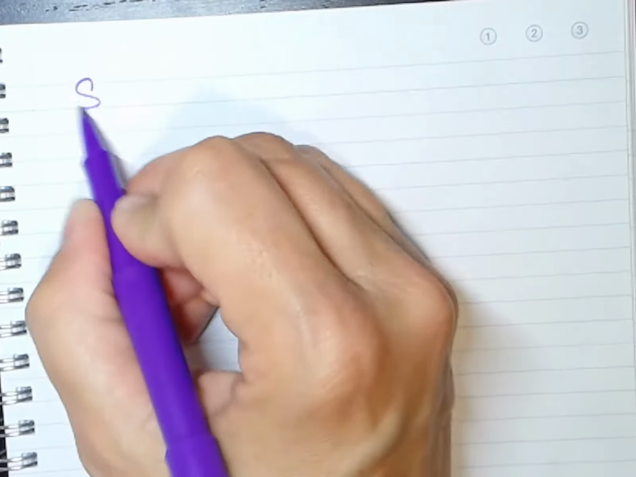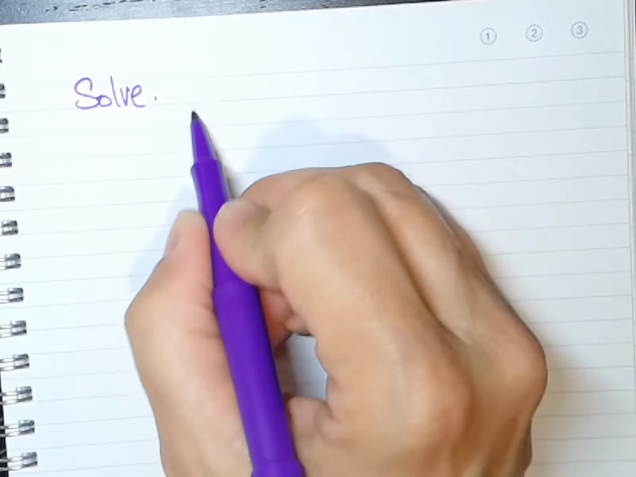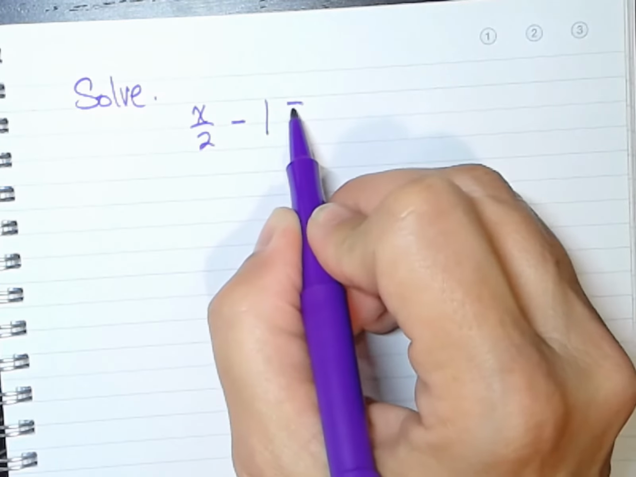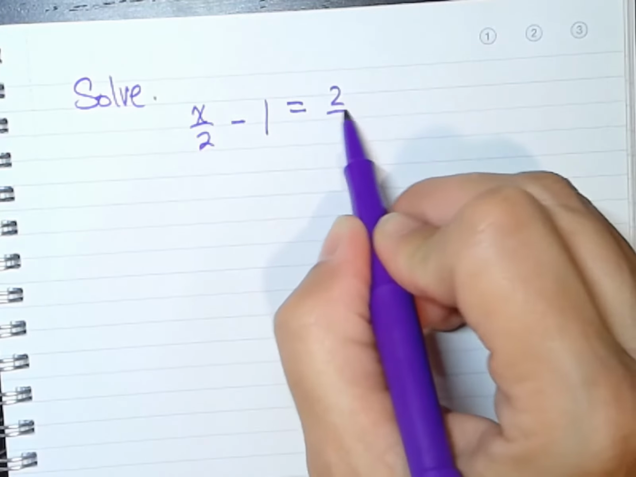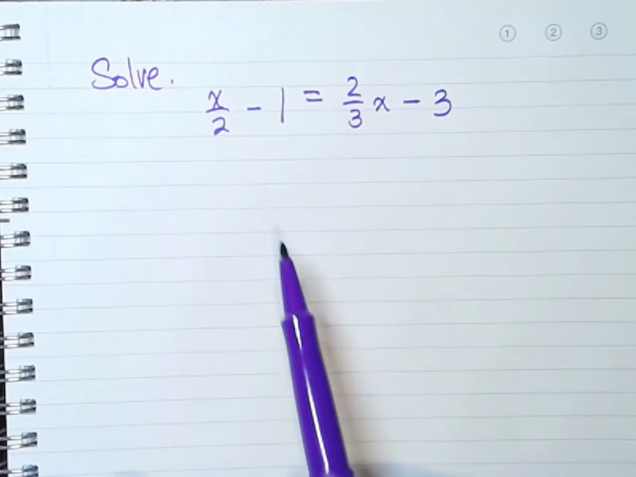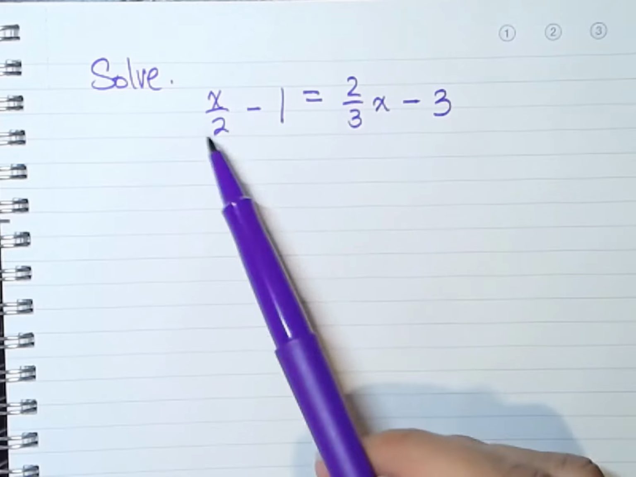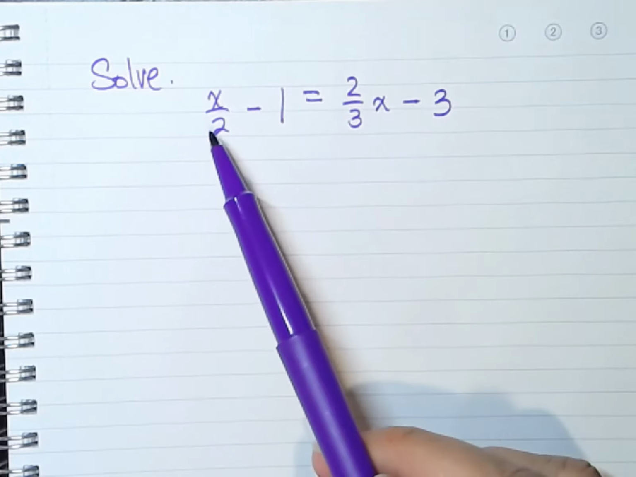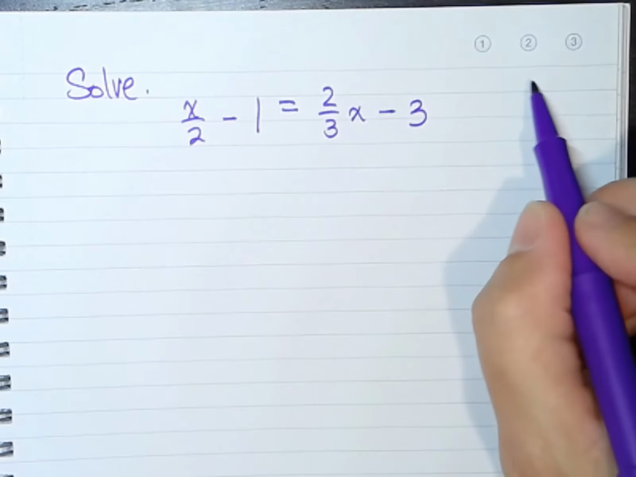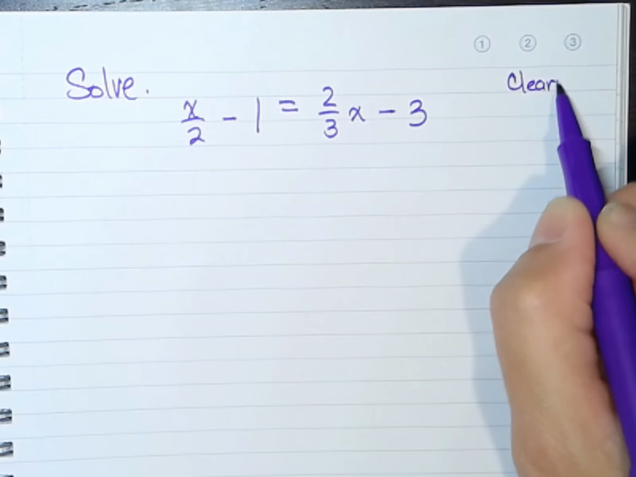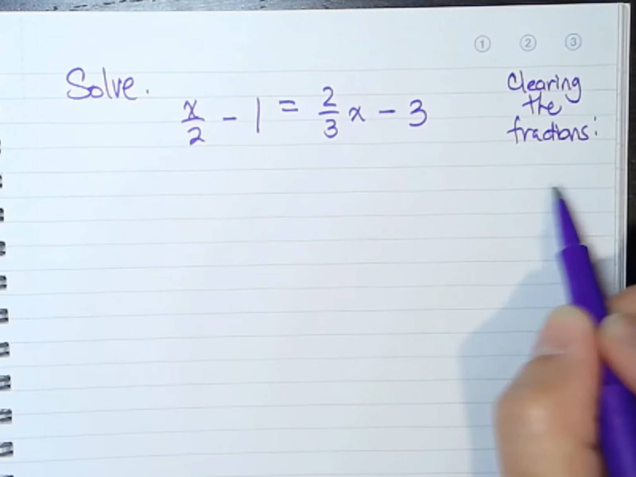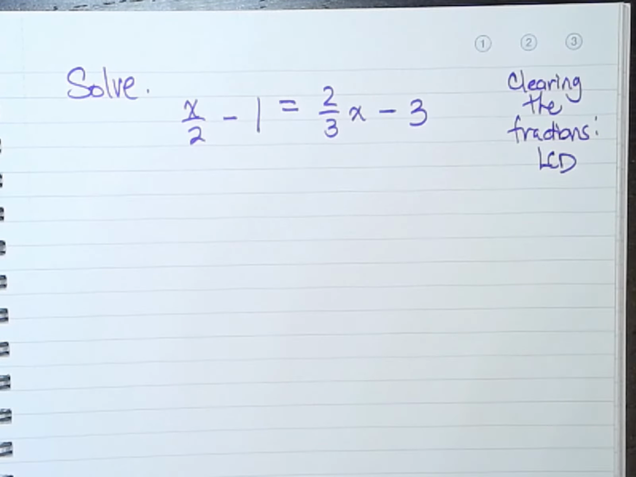Okay, so let's solve x over 2 minus 1 is equal to 2/3 x minus 3. Now on this one, if you notice, we've got 4 terms to start with. So right away, you can be telling yourself, once I get rid of the denominator, it's actually called clearing the fraction. We're clearing out the fractions. We're using the LCD to do that, okay?